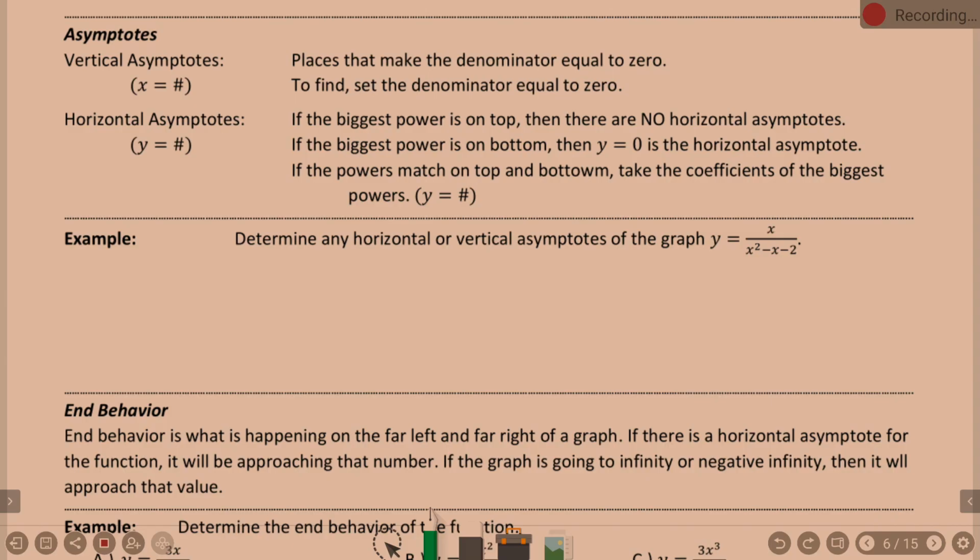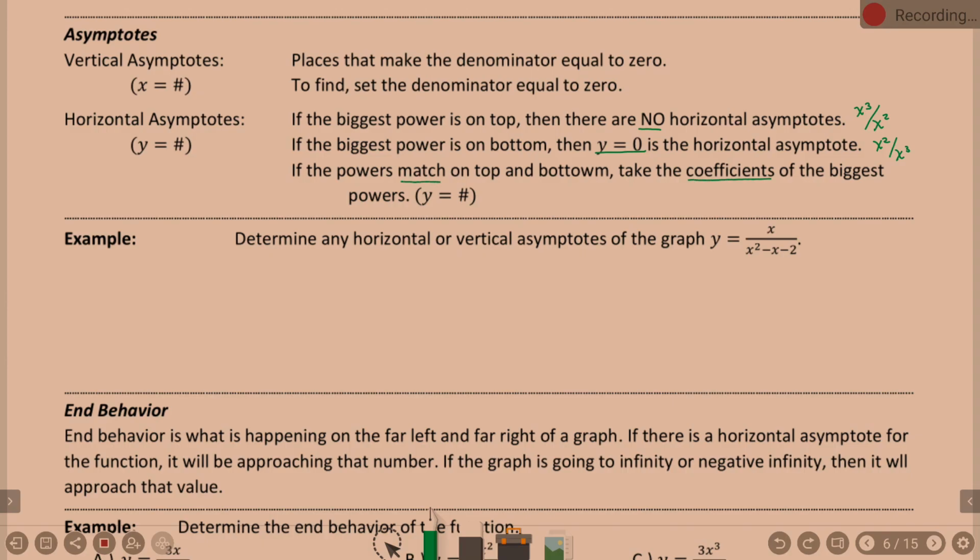Biggest power on top, for instance, if this was x to the third over x to the second, that would be an example of no horizontal asymptotes. Biggest power on bottom would be like x to the second over x to the third. Now it's y equals 0. If they match, then it's the coefficients.